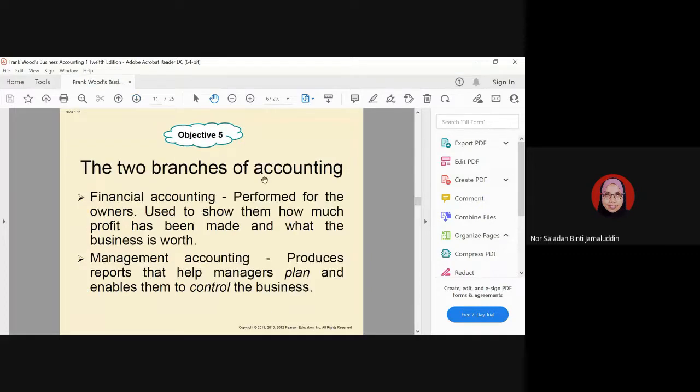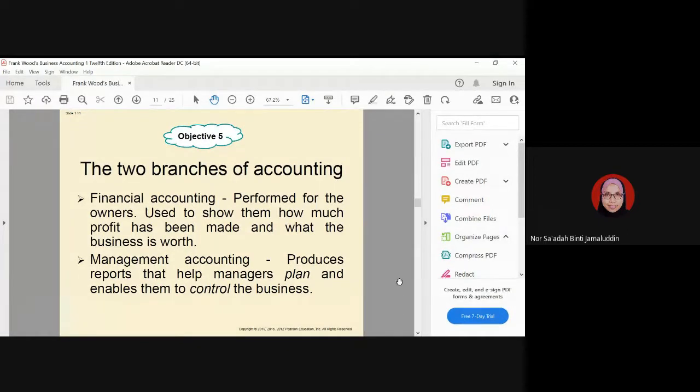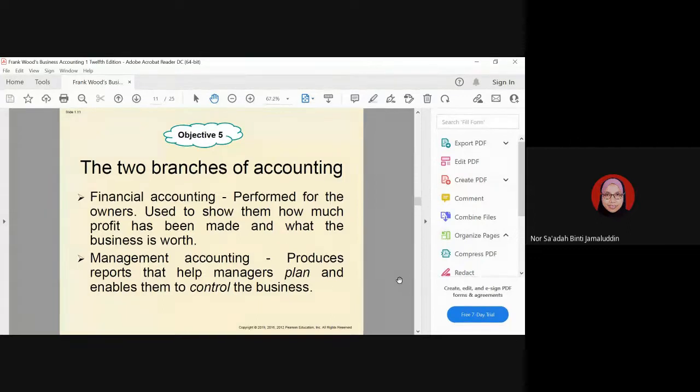We go to objective number 5, the two branches of accounting. Accounting has two branches, which are financial accounting and management accounting. Usually, this part asks you to make a comparison or state the differences between financial accounting and management accounting. So before you state the differences, you should know the meaning of financial accounting and the meaning of management accounting.